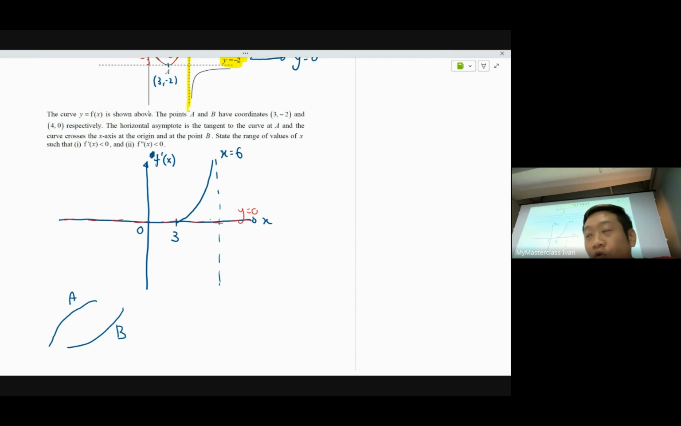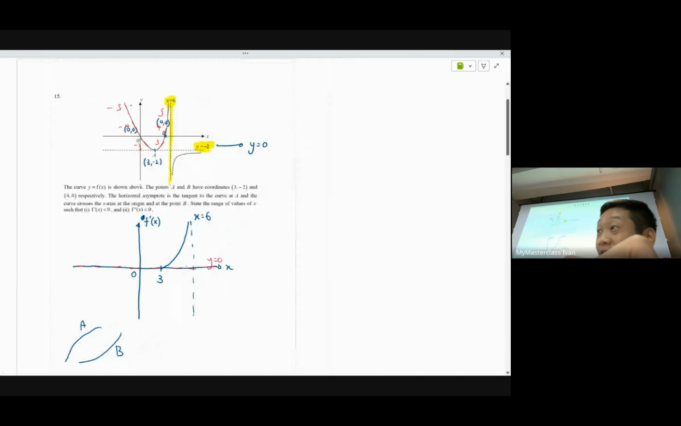I think you want it to go towards infinity. A or B? A. A, correct. Because you see the gradient is -5, right? You want it to go to negative infinity. So that's why you need to draw it. Understand?